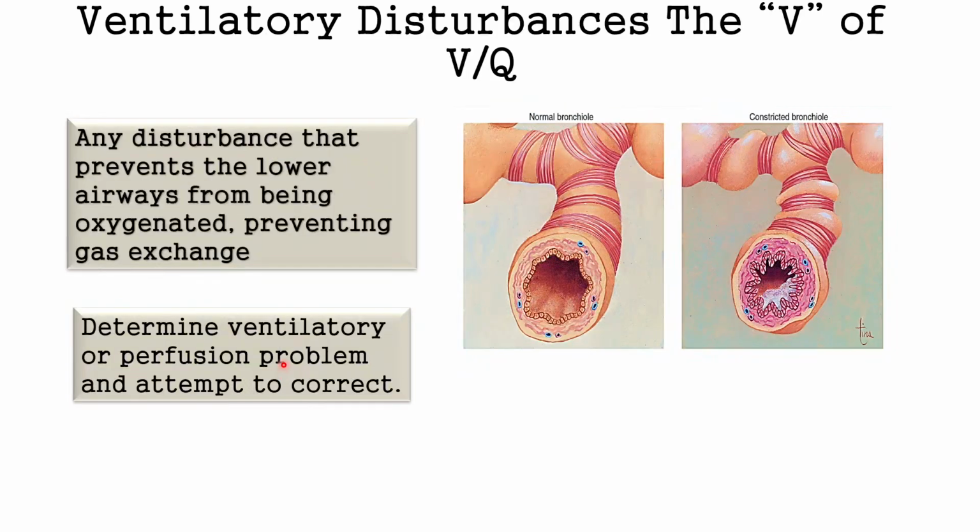So determine ventilatory or perfusion problems, and attempt to correct it. If it's someone who is in respiratory failure, please bag them. That will correct the V. If someone is bleeding from a gunshot wound, please apply direct pressure. That will correct the Q. But it's our job to determine within the first couple of minutes, through that primary assessment, what we need to correct in order to correct this VQ relationship.